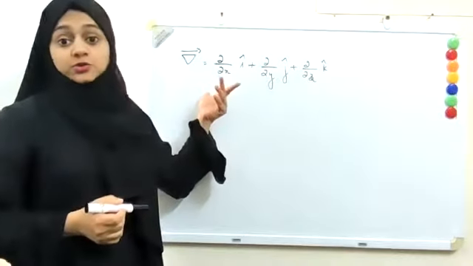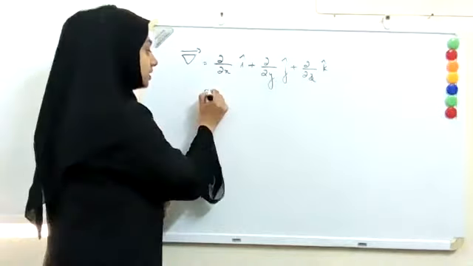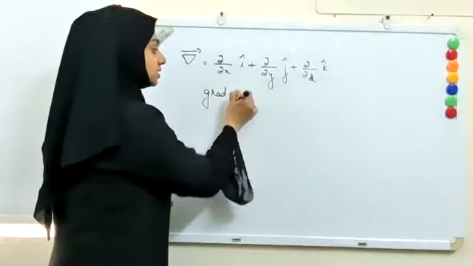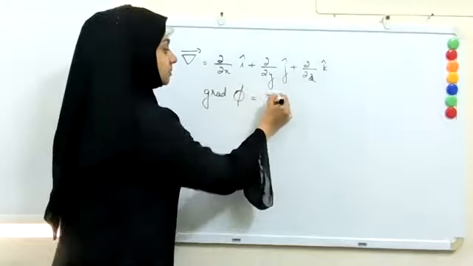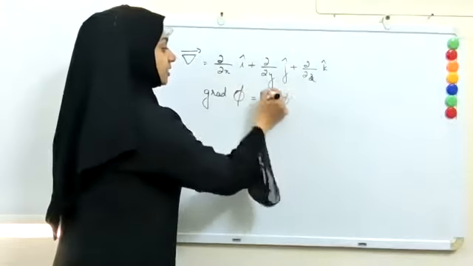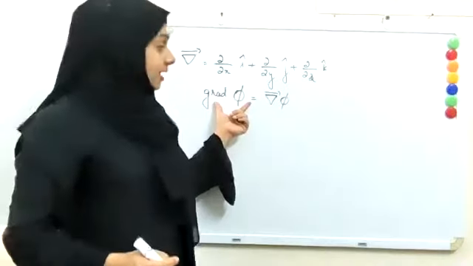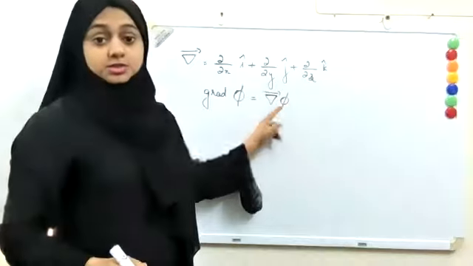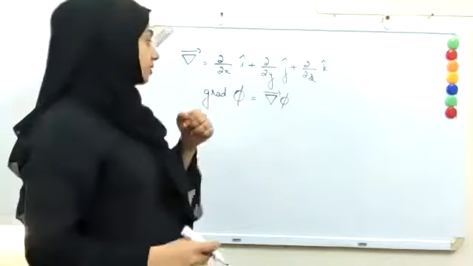First, we saw how to find the gradient of a scalar quantity, which is called grad. Suppose phi is a scalar quantity, then grad phi is represented by del phi. And we found how to find grad phi, and when we take grad phi, we will get a vector. So this is a way to convert a scalar quantity to a vector quantity.